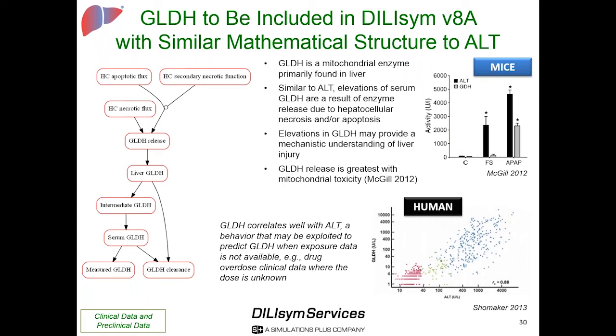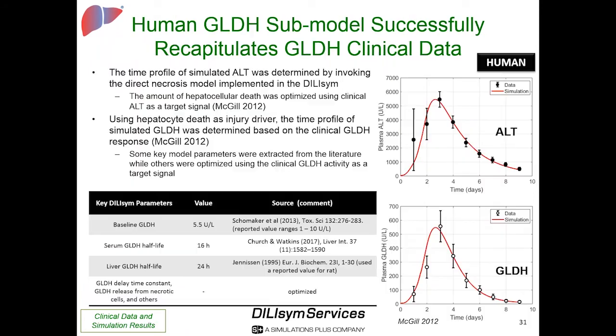The structure of the model is very much like acetaminophen, ALT. It includes cell leakage from the cell source as the cells are necrosed, or in some cases apoptosed, depending on the level of apoptosis. It includes release into circulation and clearance. And so it's sort of like a PK model for GLDH in a way. And we know GLDH correlates well with ALT, so we took advantage of that for some of the parameters that we needed. And here on slide 31, I have an example of how we optimize the model and the results.